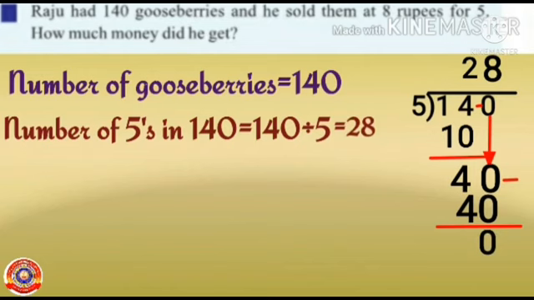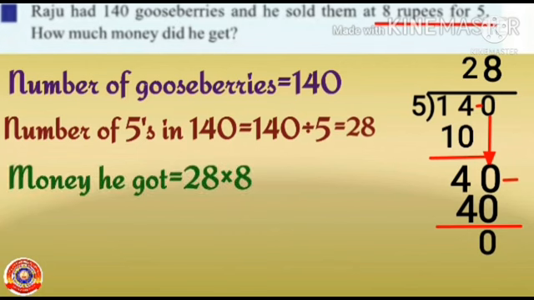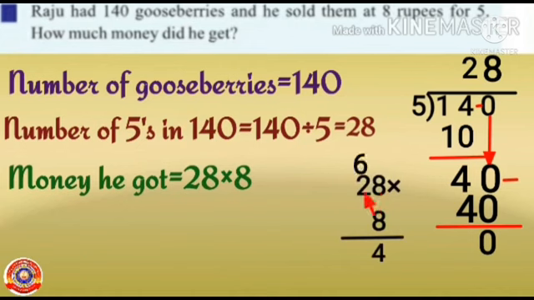Students, how much is the price for 5 gooseberries? Yes, 8 rupees. So, to find out the money he got, multiply 28 and 8. 28 into 8. 8 into 8, 64. 4 here, 6 is the carryover. 8 into 2, 16 plus 6, 22. 224. How much money did he get?